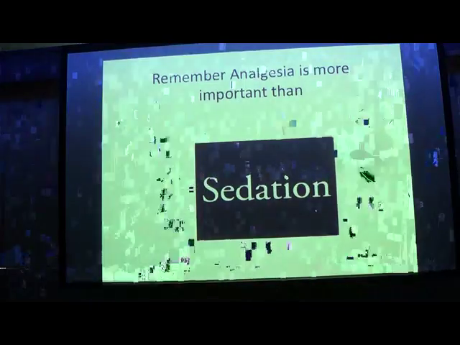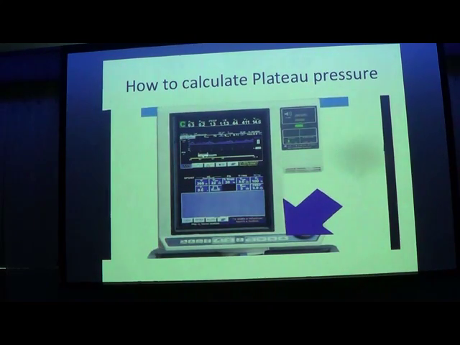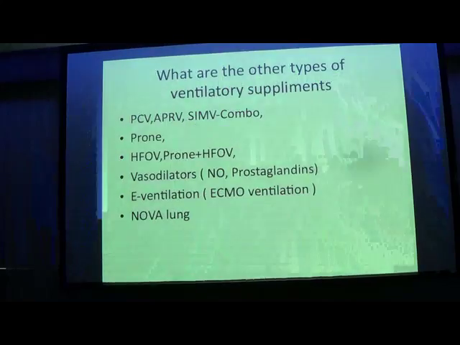So how do you measure the plateau pressure? There is an inspiratory hold button in most ventilators. You can just press it, and I have a picture to show you. Remember, analgesia is more important than sedation in an intubated, ventilated patient, those who are recently intubated. Analgesia is a forgotten entity. It has to be taken care of more to get a better outcome from ventilation. So this is the inspiratory hold button. You just press it for 30 seconds, and it gives a value for the plateau pressure.